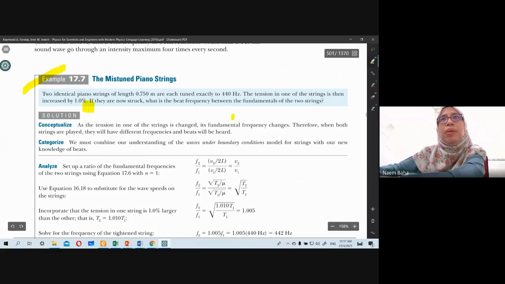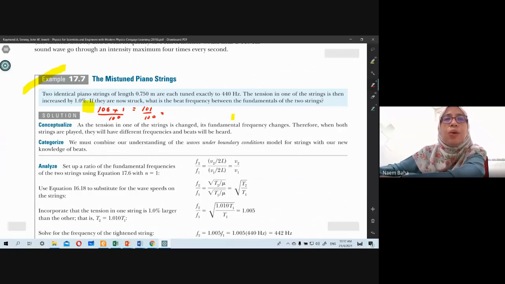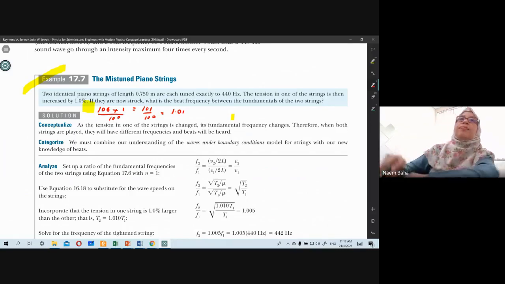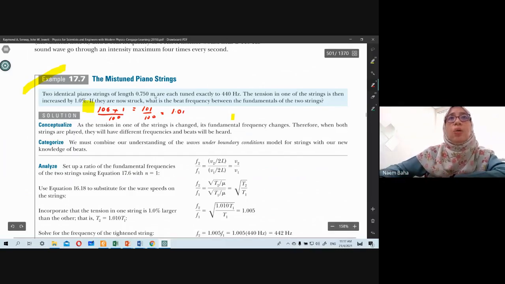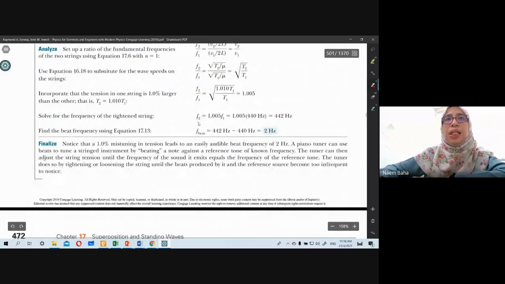Tension increased by 1%. 1% here means that the first one is 100 plus 1, so it becomes 101. But since it's a percent, you divide it by 100. It means the tension is now increased by a factor of 1.01. If they are now struck, what will be the beat frequency between these 2 strings? Beat is supposedly getting the 2 frequencies and subtracting them.